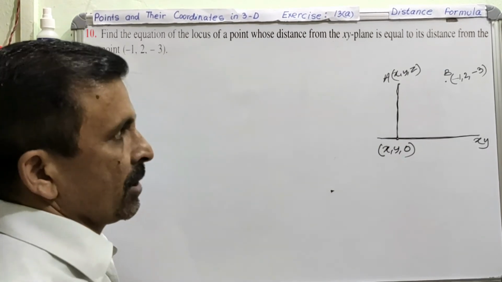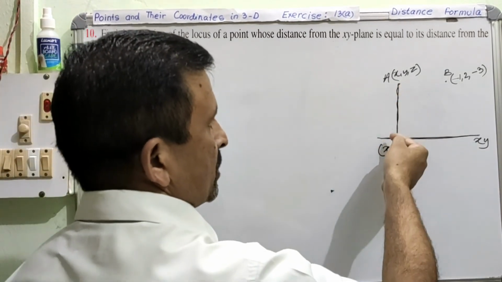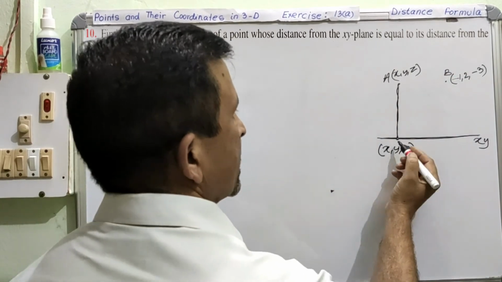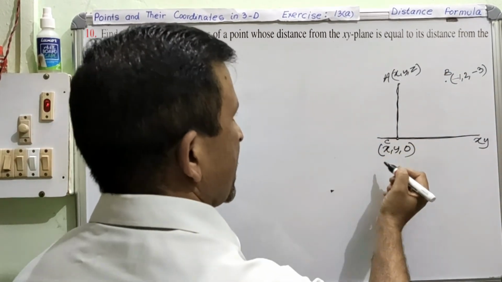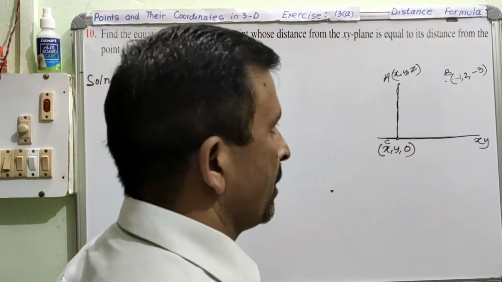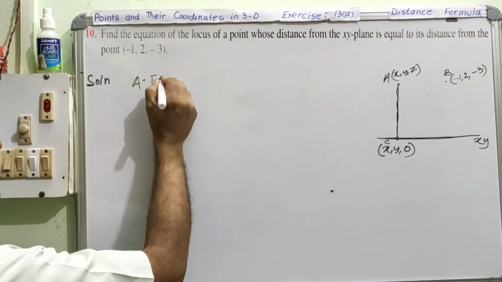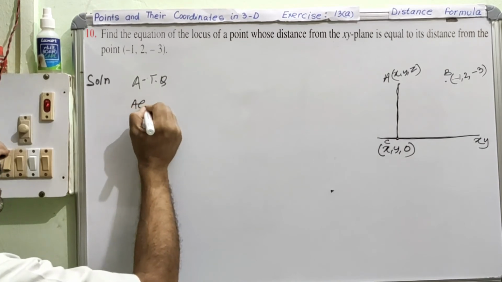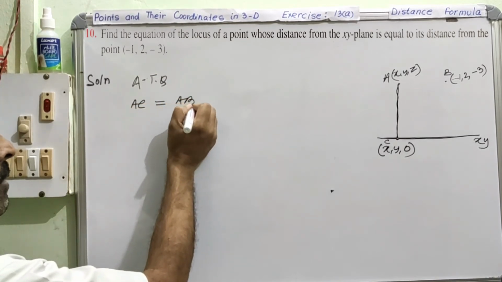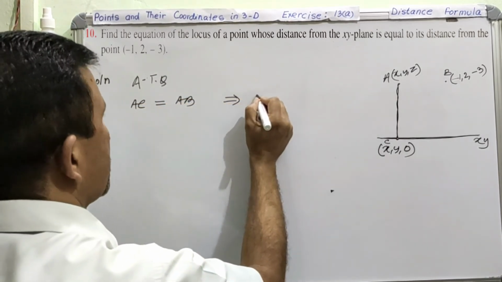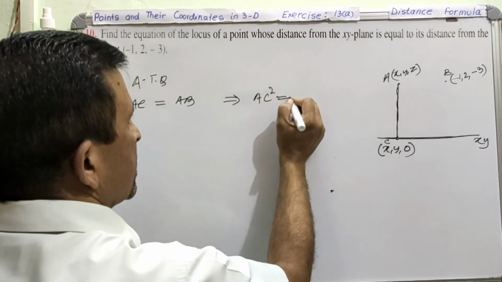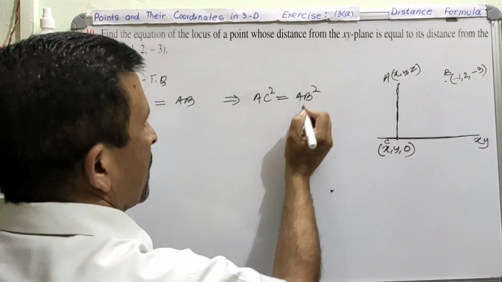Now the question is very clear that this point is at equal distance from this point and then this point. Let us name this point C. That means AC is equal to AB. So according to the question, AC is equal to AB. Once again, square both the sides: AC square is equal to AB square.